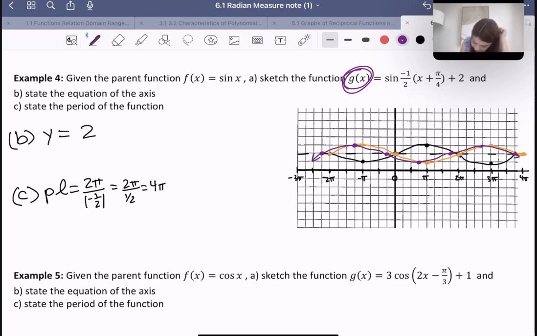Okay. And there we go. There is our final answer there. Awesome. And now I'm going to double check to make sure.